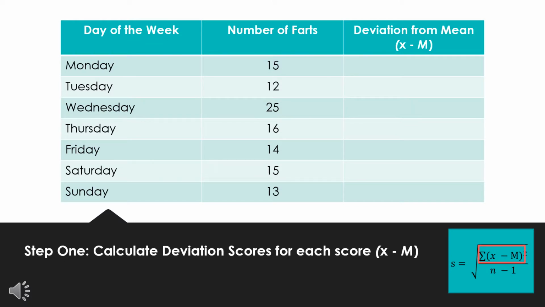The first thing we have to do is determine how each individual score deviates from the mean. This is part of the numerator of our standard deviation formula, the sum of all x minus the mean. However, since we haven't calculated the mean yet, we will need to take a step back and calculate that before we can go any further.